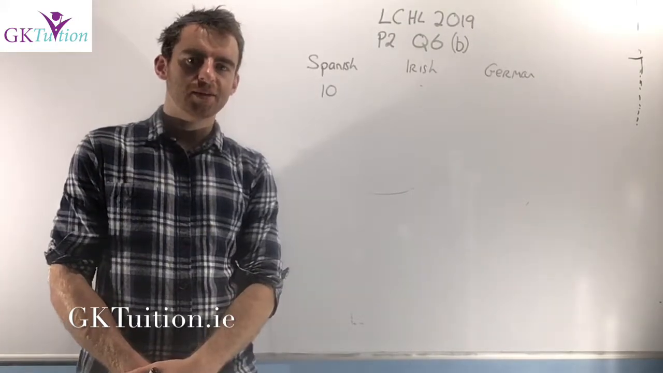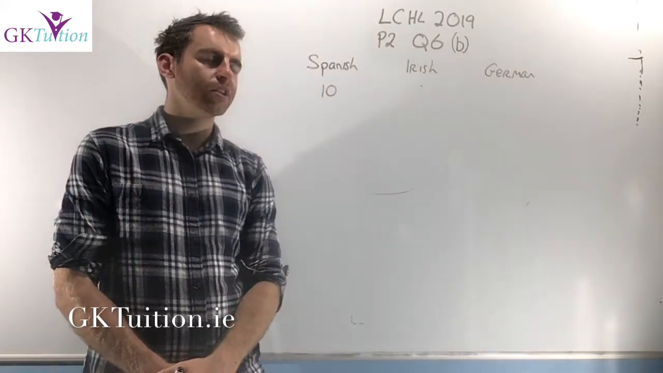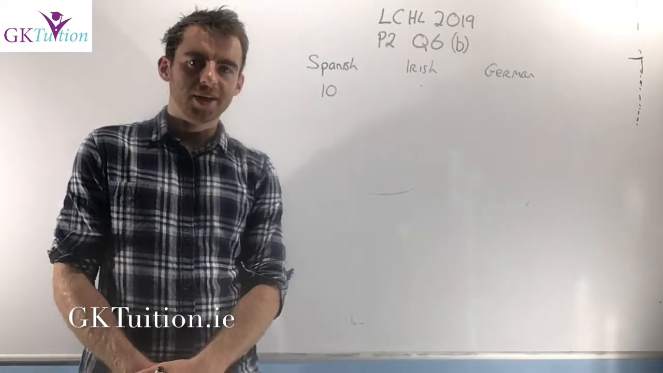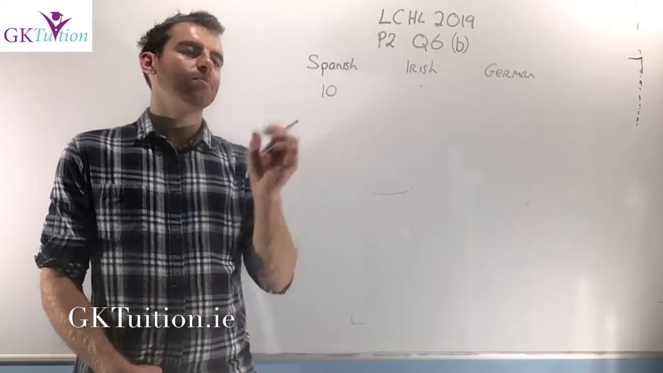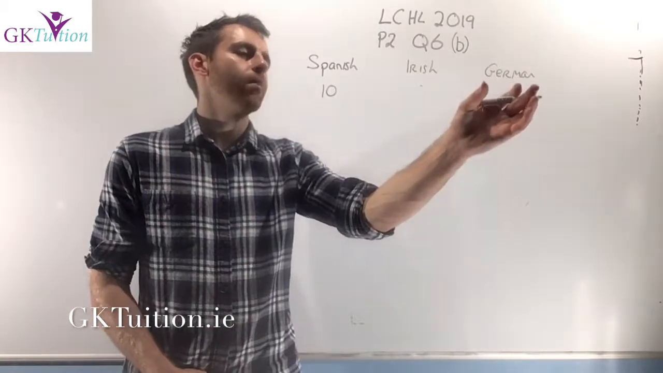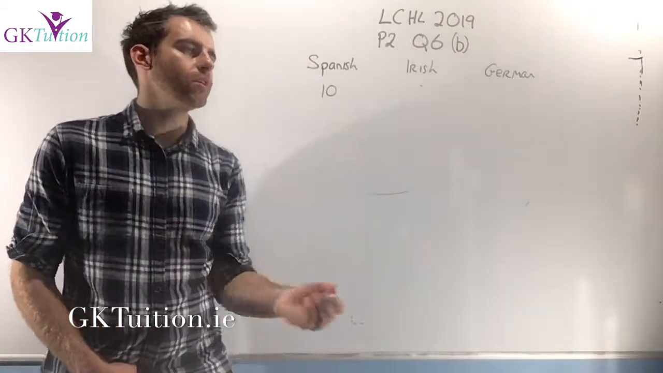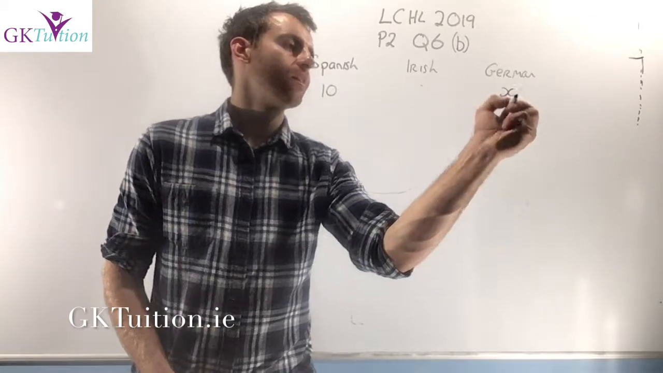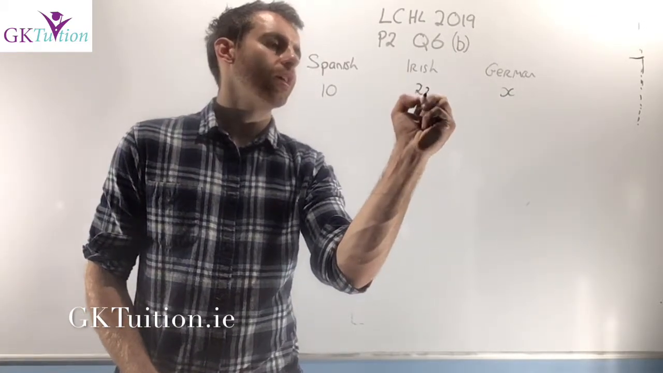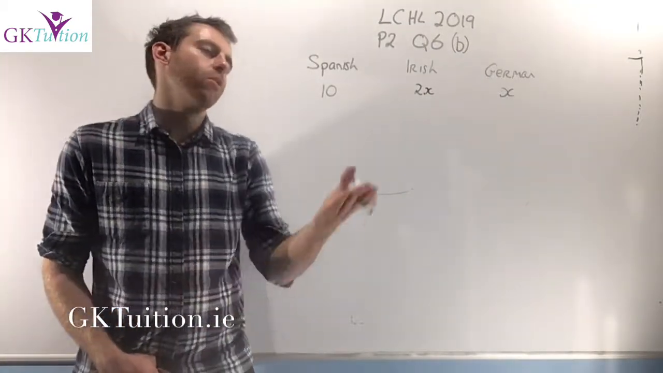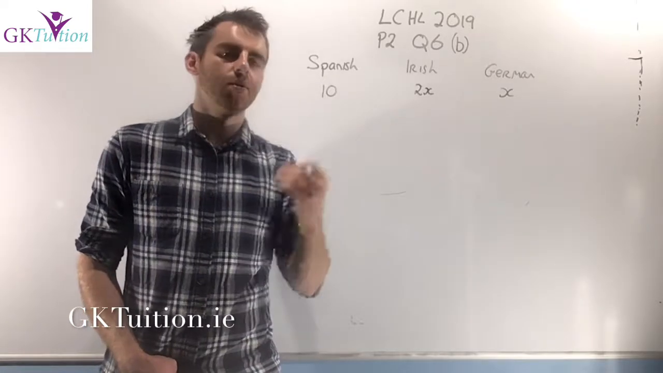Okay, in the next part of this question, we're told that there are Spanish, Irish and German children waiting to get on a swing. There's 10 Spanish children and there's twice as many Irish children as there are German children. So the easiest way to describe that is to say that there are x German children and 2x Irish children. In other words, there's twice as many of these as there is of those.